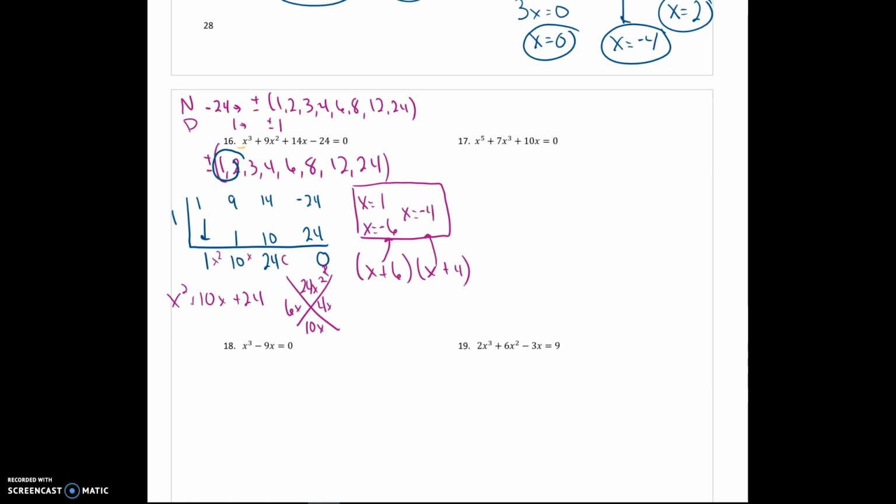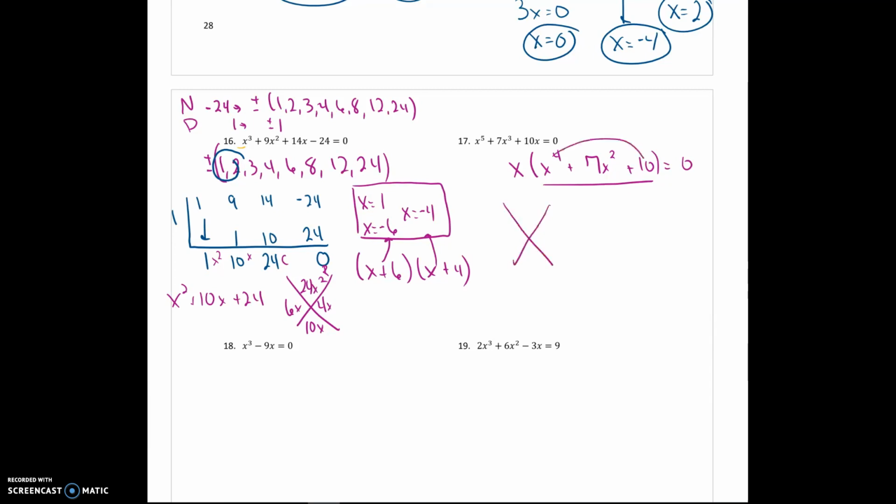All right, number 17. So the first thing I'm going to do is take out a GCF. I notice I can take an x out of all of them, so I'm left with x to the fourth plus 7x squared plus 10. And now I'm going to try to factor this. This is easy factoring. It will work.